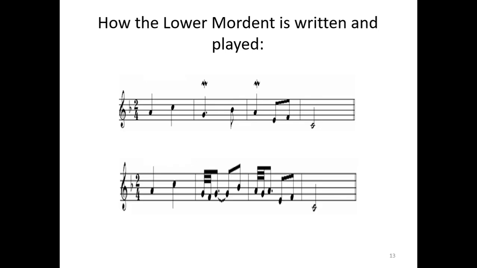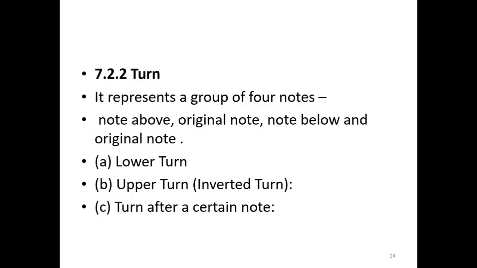And now we're talking of the lower mordant. The lower mordant is also that curved sign with a vertical line in the middle. So the top bars show, when you look at the musical score, how you see the symbol. And when somebody is playing the notes, this is the speed at which it is played.